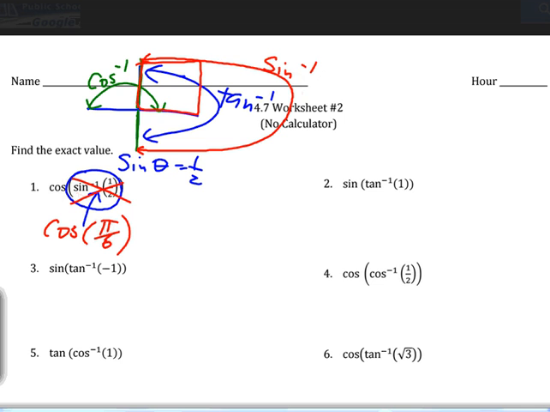Now, remember, this is not cosine of some angle is pi over 6. This is cosine of pi over 6. Also known as, if you want to do it in your head, cosine of 60. Oh, wait, 30. Can you change over to degrees? Yeah, you can as long as your answers are in radians. Cosine of 30.